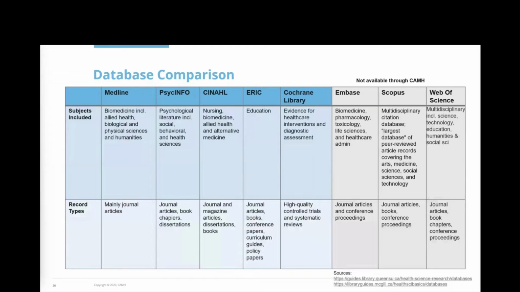You can see here that some databases are limited in subject scope and others are multidisciplinary. As well, record types vary by database. For instance, some databases include mostly journal articles and others include book chapters and conference proceedings. Now, if you can't access a specific database, you can mention that as a limitation in your research paper. And a potential solution for not having access to other databases is using Google Scholar. The CAMH library recently offered a workshop on this, and the recording will be available on the CAMH YouTube channel.